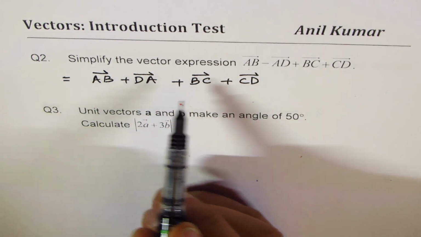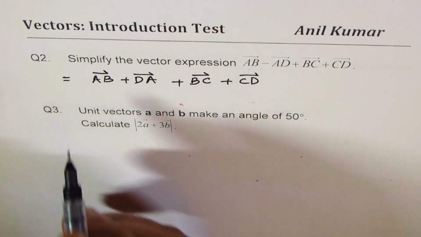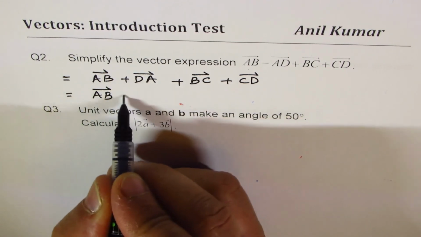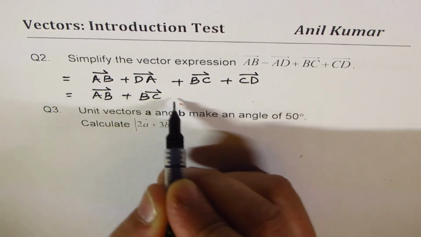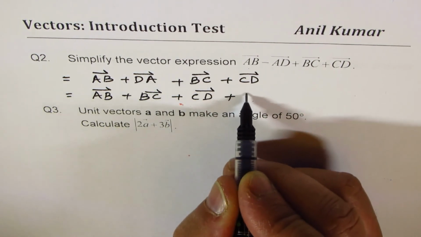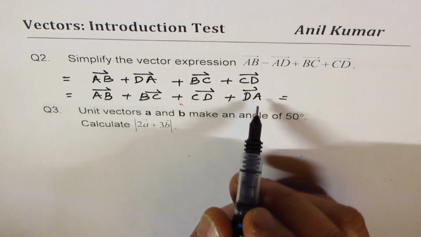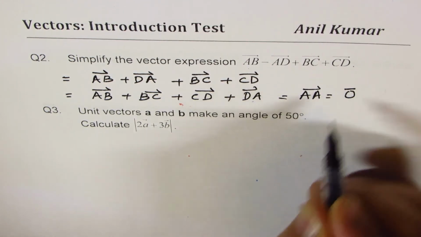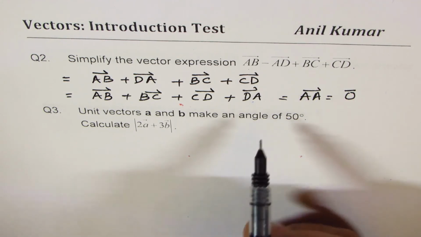Now we can rearrange. We are going from A to B and then from B to C. So let's rearrange this. We are saying A to B. Rearrange the order. Now we'll write B to C and then C to D, right? So there's a connection, there's a flow, and then D to A. What do you notice? You notice that from A you went back to A. Is it okay? A to A. That means a 0 vector. Do you see that? So that is your answer, 0 vector.